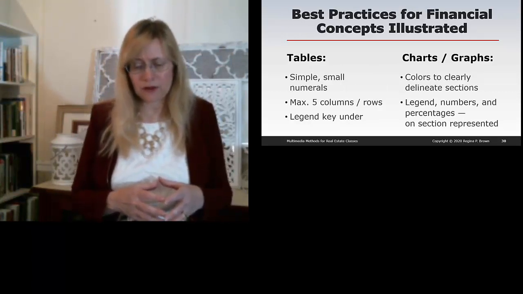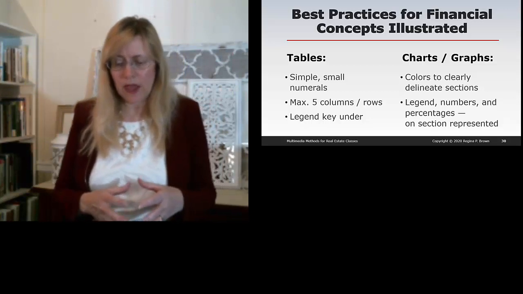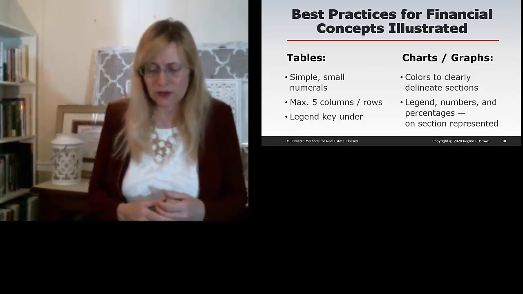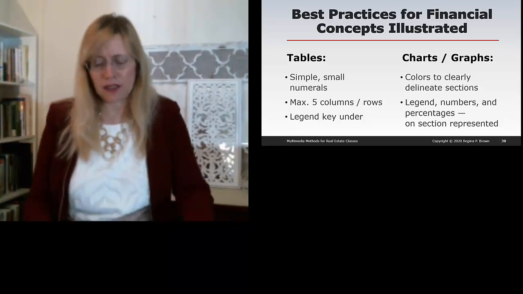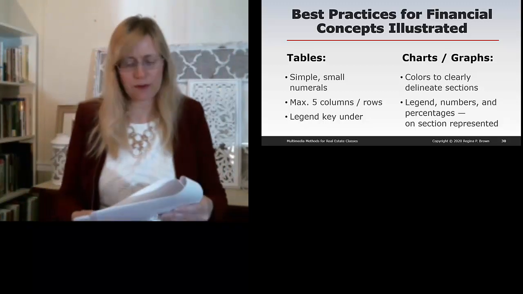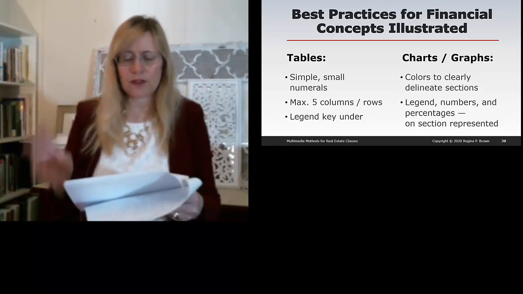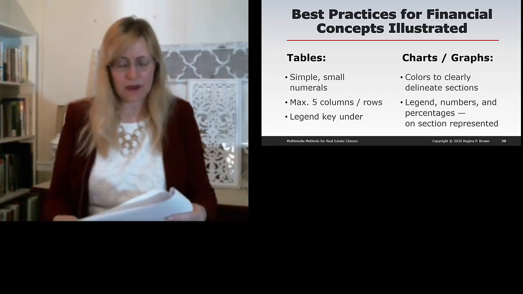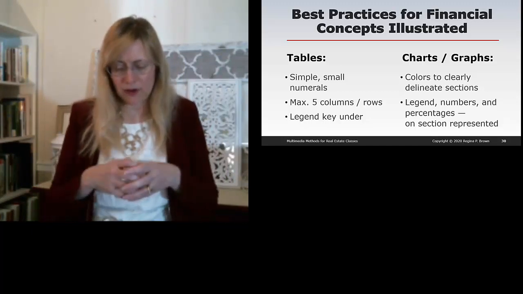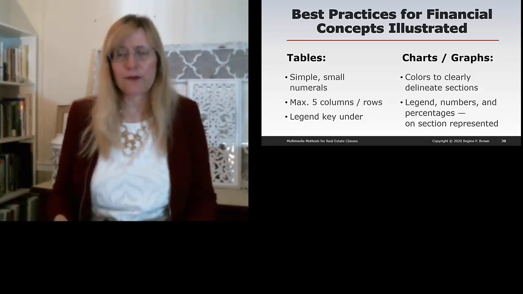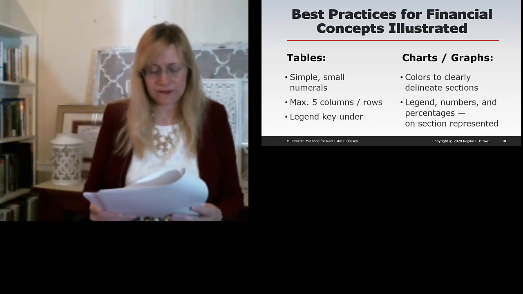What are the best practices for financial concepts illustrations? In producing illustrations for financial concepts, best practices should be followed to create the most effective illustration. Tables need to be simple, with a maximum of 5 columns and 5 rows. However, 3 of each is preferable for the most effective cognitive processing. Small abbreviated numerals are best for cognitive processing. In other words, the fewer the numbers, the better.